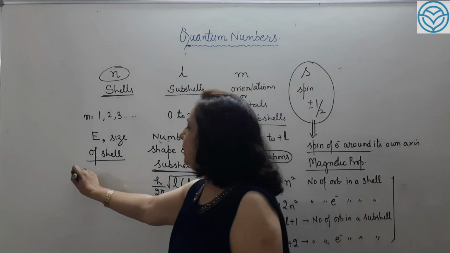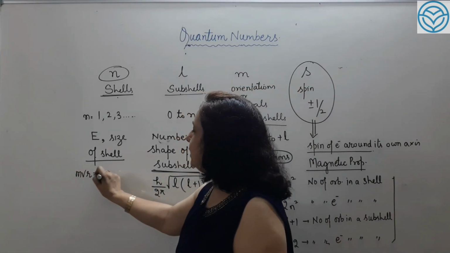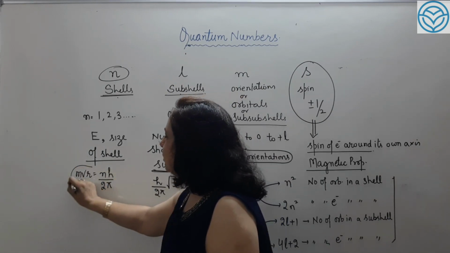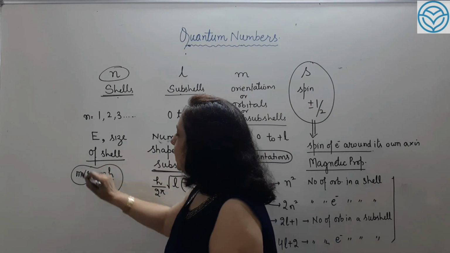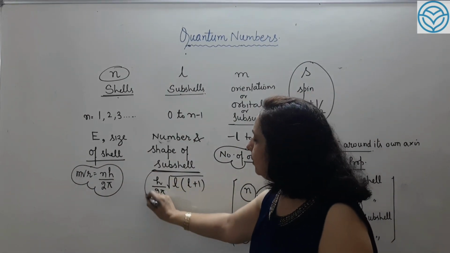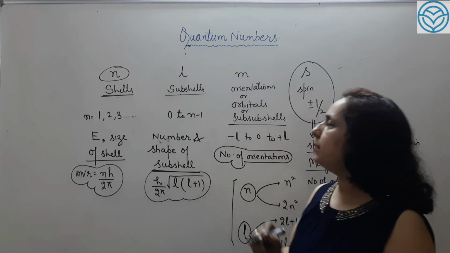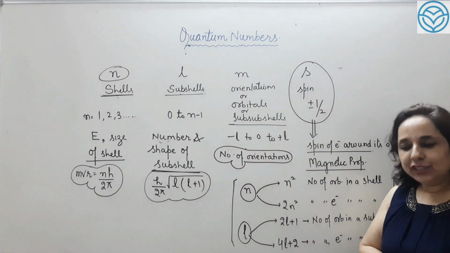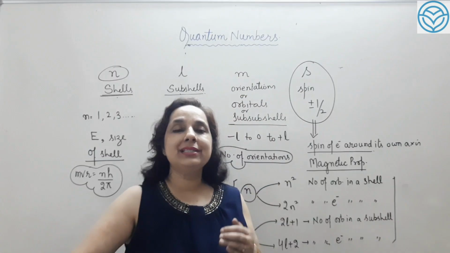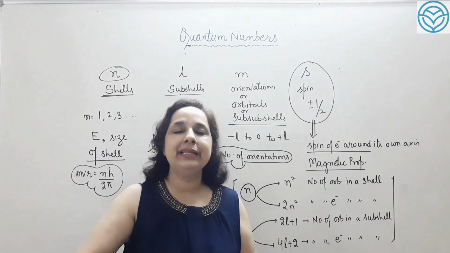Angular momentum in this case, MVR, is taken as nh upon 2 pi. It means angular momentum of a shell according to Bohr's model, but angular momentum of a subshell is according to this quantum number L. And this is all about the basic thing you must know about quantum numbers before you understand the electronic configuration of an element.